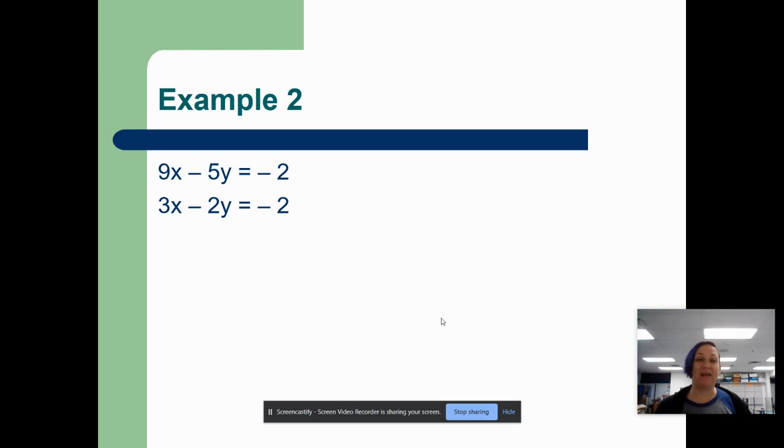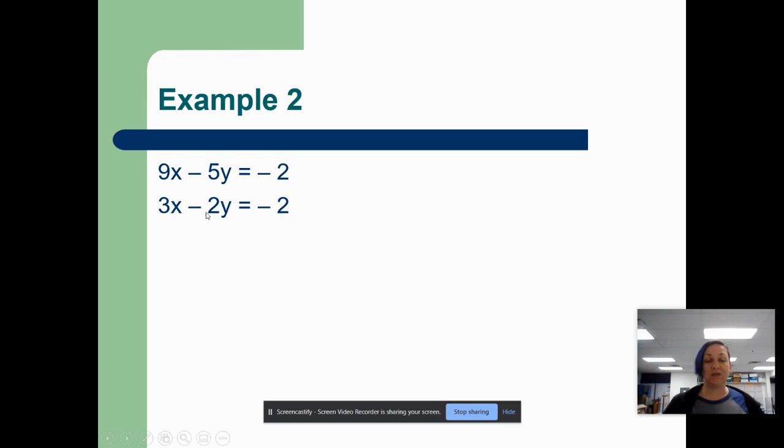In this problem, again, I don't have any variables that are going to eliminate right now. 9 plus 3, that's 12. -5 and a -2, that's -7. So I don't have anything that's going to cancel out. So my goal now is to figure out which letter I can get to have the same coefficient, and then I can multiply one of my equations.